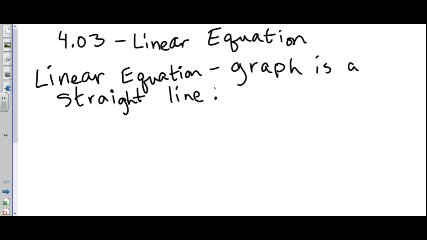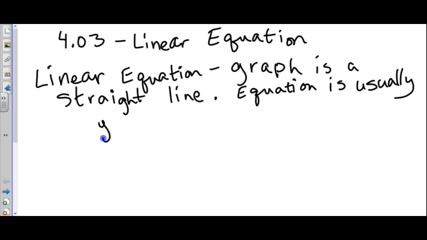Then the equation is usually given by y equals mx plus b. And really what makes this linear is that none of the variables have an exponent. This is not y squared or x cubed. That makes it linear because they do not have an exponent on them.